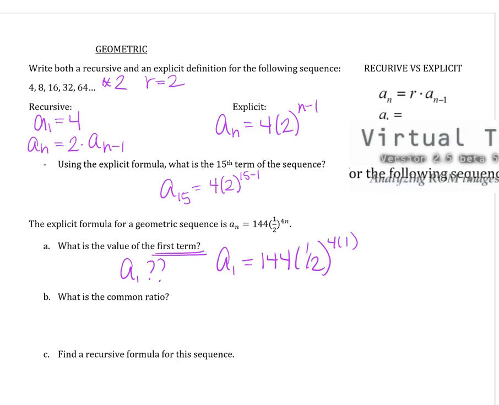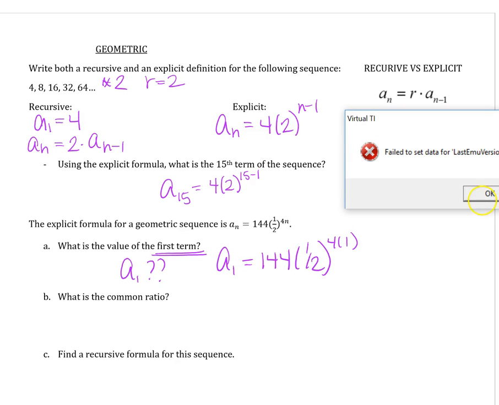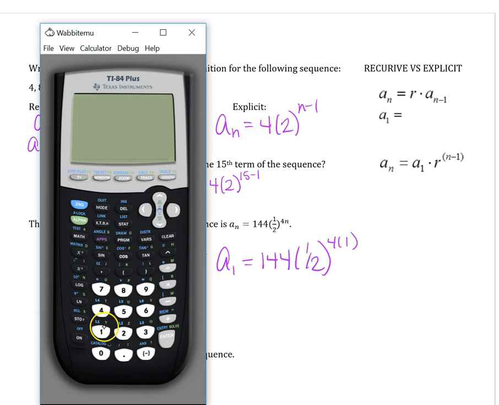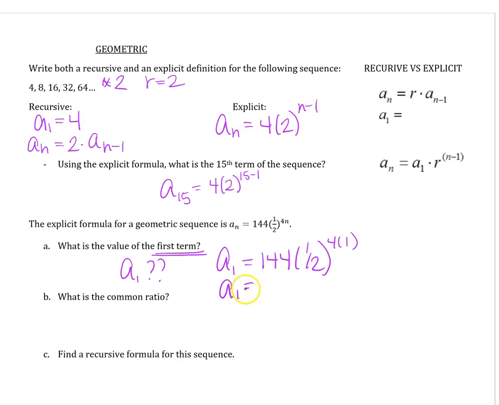So if I go to my calculator, whoops, I didn't want that one. Oh, thank you. This one, here we go. 144 times 1/2 to the 4 essentially, 9. Okay, so the first term is 9, so not 144.